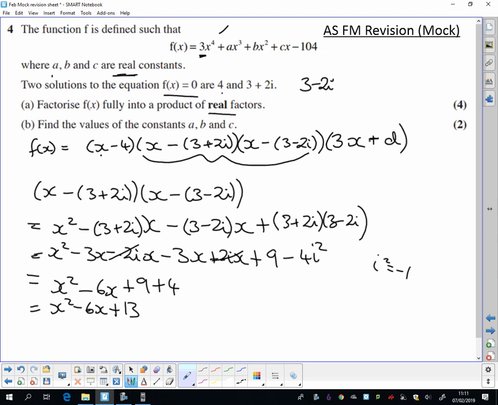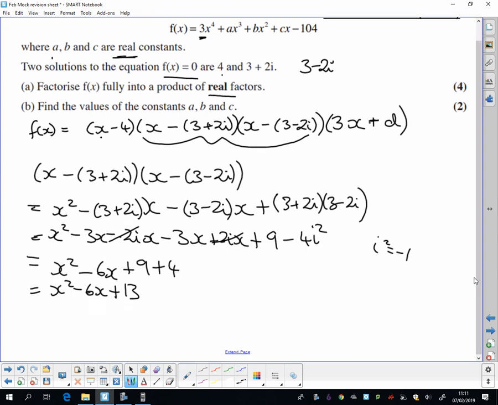Okay, so now I've got a quadratic factor, and I can use that to replace my 2 brackets which use the complex numbers. And we worked out the third bracket had to be 3x, so that when you multiply all the x terms together, you get 3x to the power 4. And now I can work out what d is.